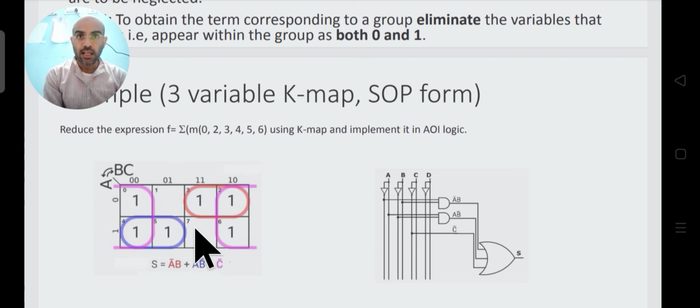So let's see, are there any 4 adjacent cells which we can group together? These 4 cells are adjacent to each other, but we cannot group them because this is 0 here, right? Similarly, these 4 cells are also adjacent to each other, but we cannot group them because there is a 0 here. We can form groups only with ones, with the cells in which 1 is filled. The cell in which 0 is there, we cannot use it to form a bigger group.